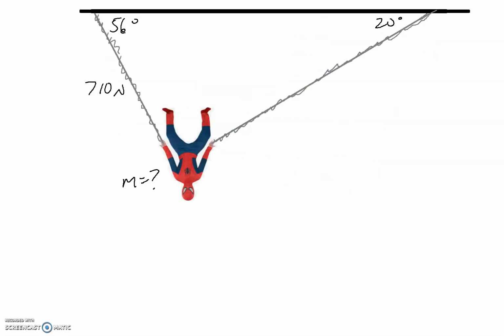Okay, so let's try this one. Here we got a Spider-Man hanging upside down with two webs. One's at 56 degrees with 710 newtons, and the other one's at 20 degrees, and we're going to try and find his mass. Now, first things first, you got a force at an angle, so let's break this apart and find the x and y components. If we do that using basic trig, there's your 56 degrees in there as well.